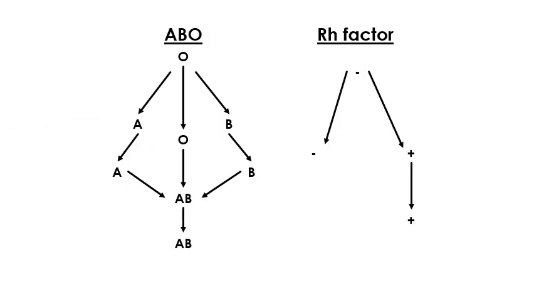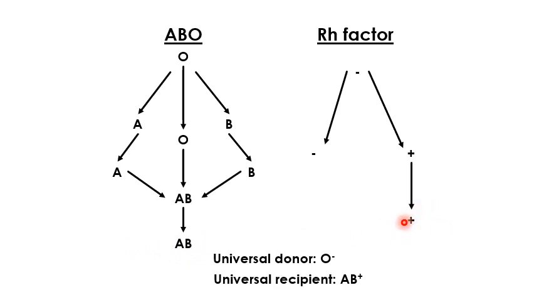So by using these charts, you can determine who will be the universal donor. The universal donor will be the blood group at the top. So O negative is the universal donor because it can donate to all blood types. And the universal recipient will be the blood type at the bottom. So AB positive will be the universal recipient because it can receive blood from all different types of blood.